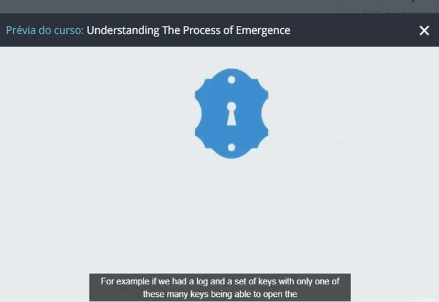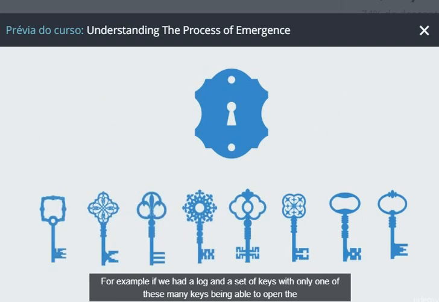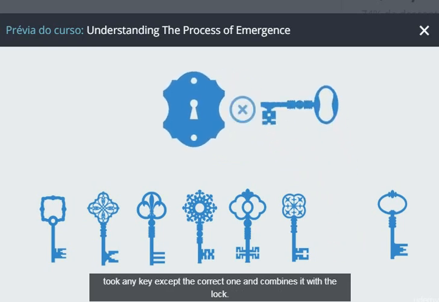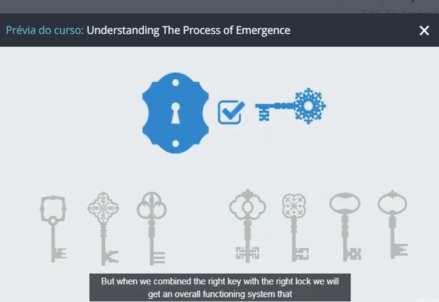For example, if we had a lock and a set of keys, with only one of these many keys being able to open the lock, although in their mass and other physical properties, the keys would be almost exactly the same. If we took any key except the correct one and combined it with the lock, this combination would have virtually zero value, as the lock would not open, and thus the combination would be non-functional. But when we combine the right key with the right lock, we will get an overall functioning system that is of value. This added value was derived from the synergy between the key and lock.